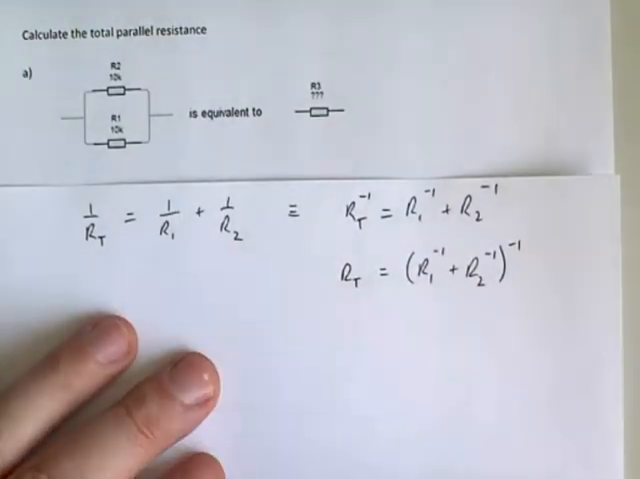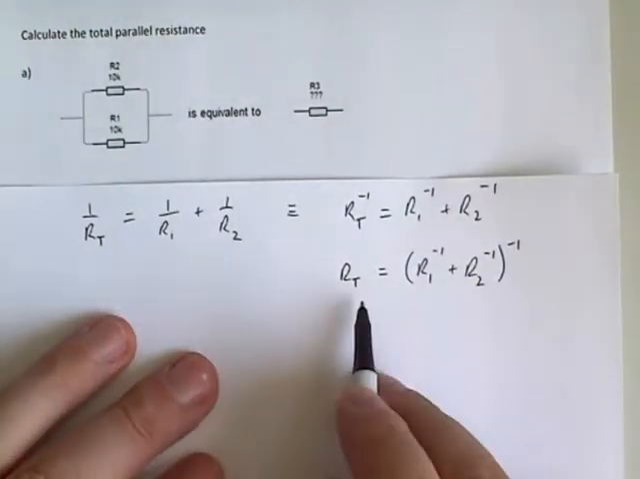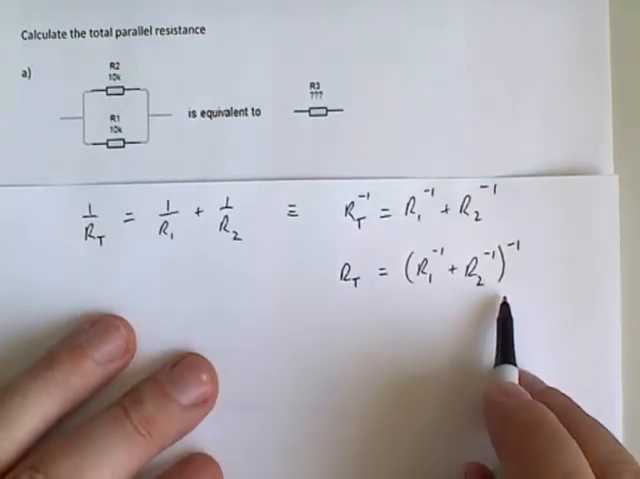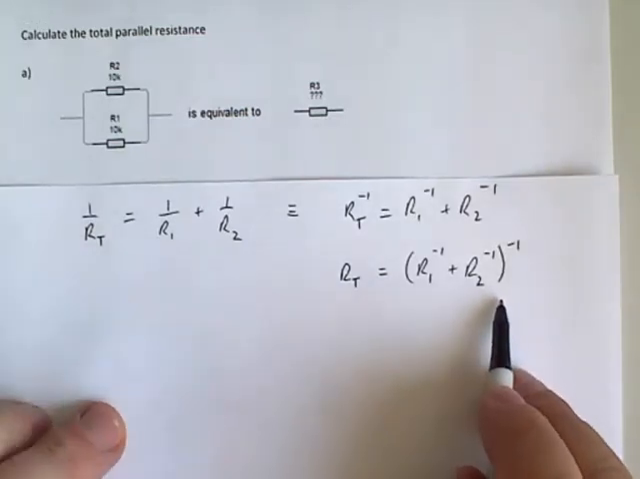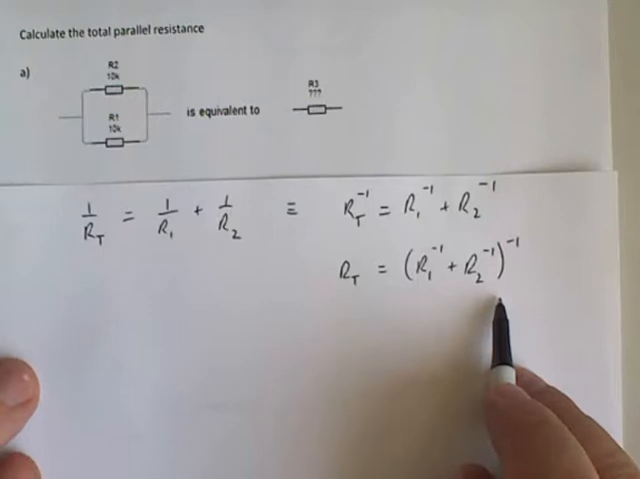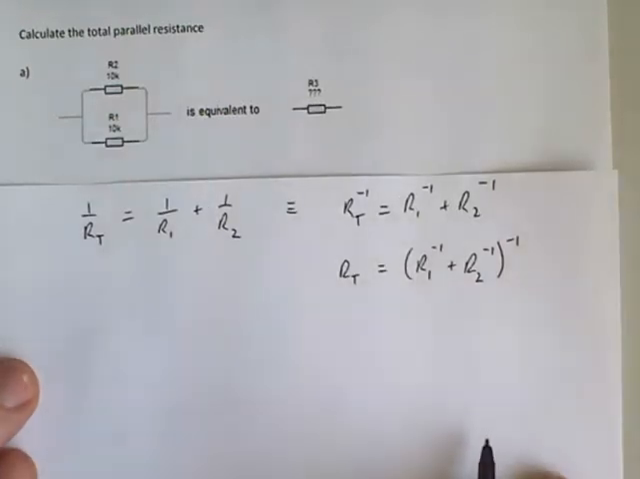So if I took the reciprocal of the sum of the reciprocals, I end up with the equivalent resistance. This is the formula I prefer, and this is the formula I'll prefer you to use, because it's more simple to use. And I'll show you how to use the calculator to do that in a very easy way.